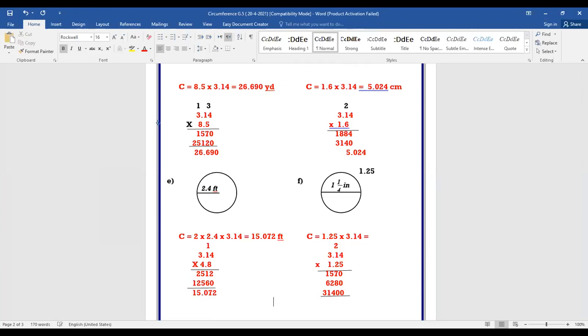0 plus 0 plus 0 equals 0. 0. 7 plus 8 equals 15. Write 5 and carry up 1 over 5. 1 plus 5 is 6. 6 plus 2 is 8. 8 plus 4.